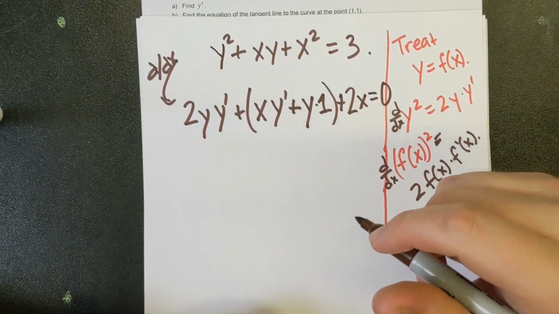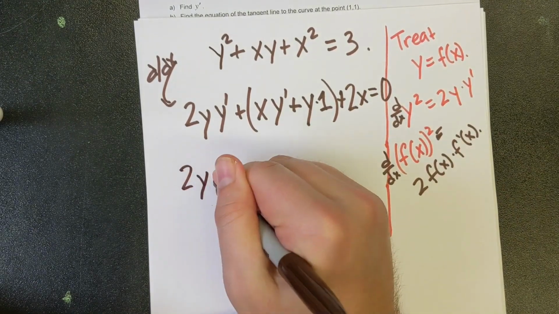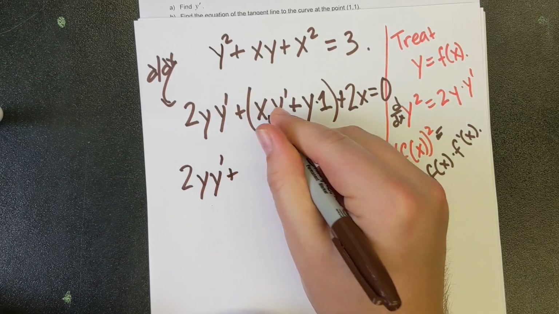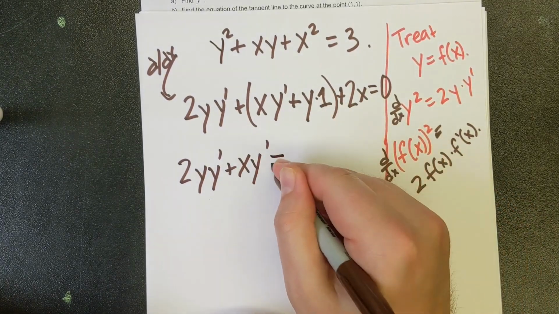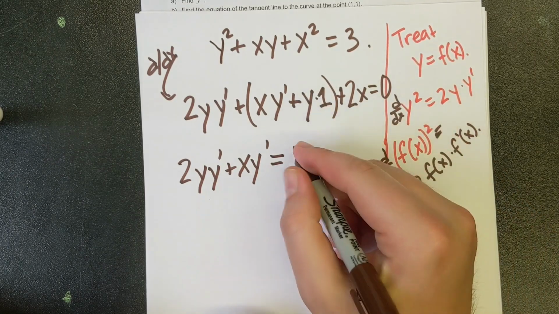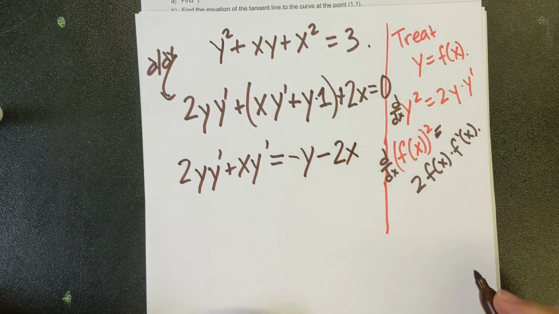Now what we're going to try and do is get all the y stuff on the same side. Here I have 2y, y prime. Here I have x, y prime. But these other things I'll move to the other side. So I'll move this y over as minus y, and I'll move this 2x over as minus 2x.